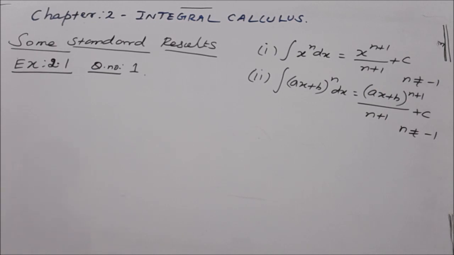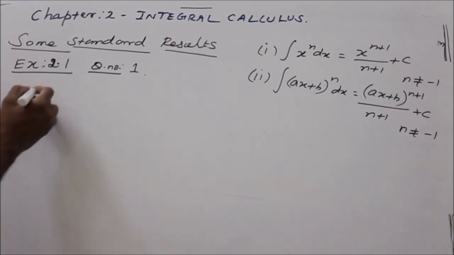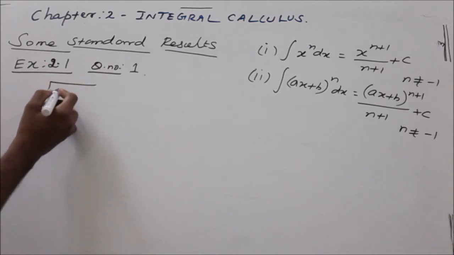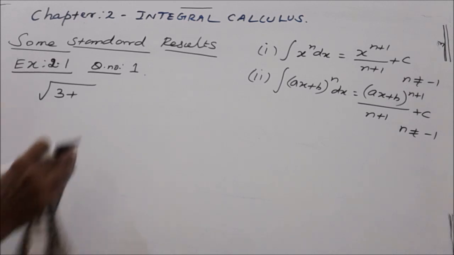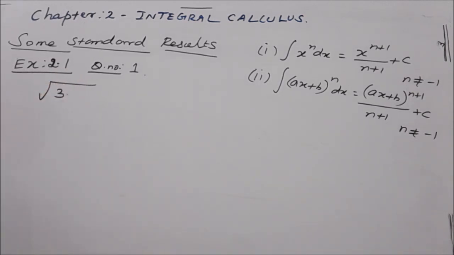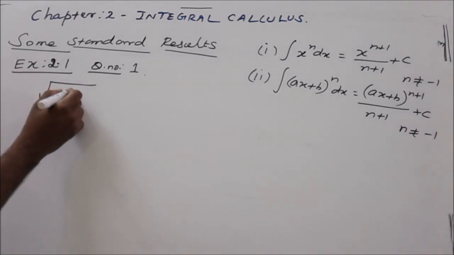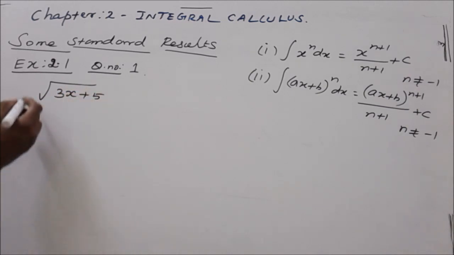Exercise 2.1, question number 1. Root of 3x plus 5, integrate with respect to x. The given function is root of 3x plus 5. There are two formulas used in this exercise.